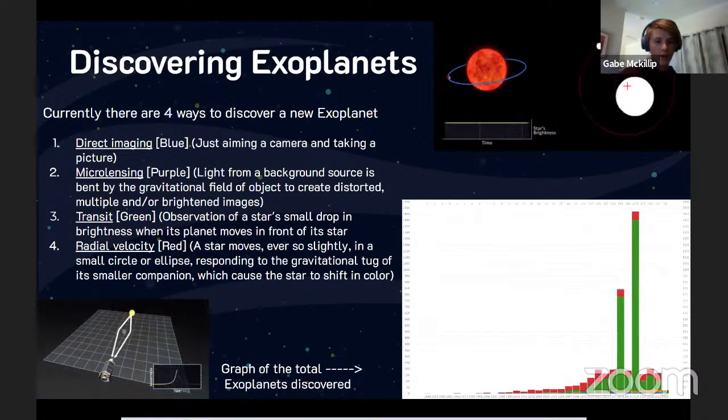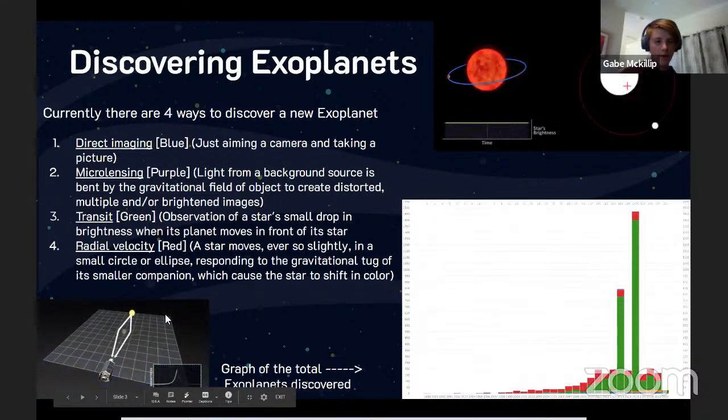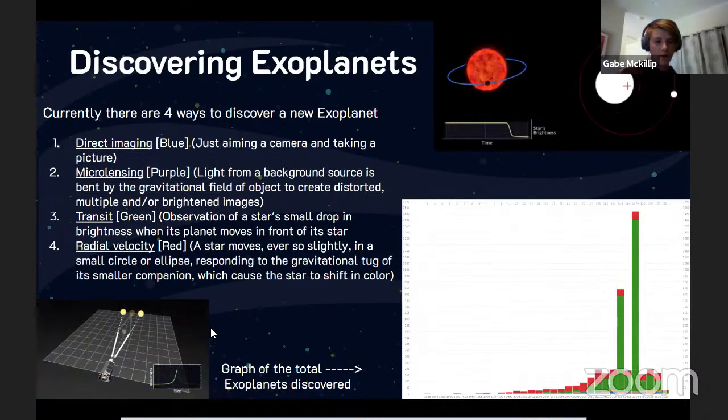So currently there are four main ways to discover exoplanets. There is direct imaging, which speaks for itself. You just point a camera or a telescope and take a picture, which is very, very hard to do. And then you've got microlensing, which is at the same rate as direct imaging. You can see in the graph down here what has been discovered by what.